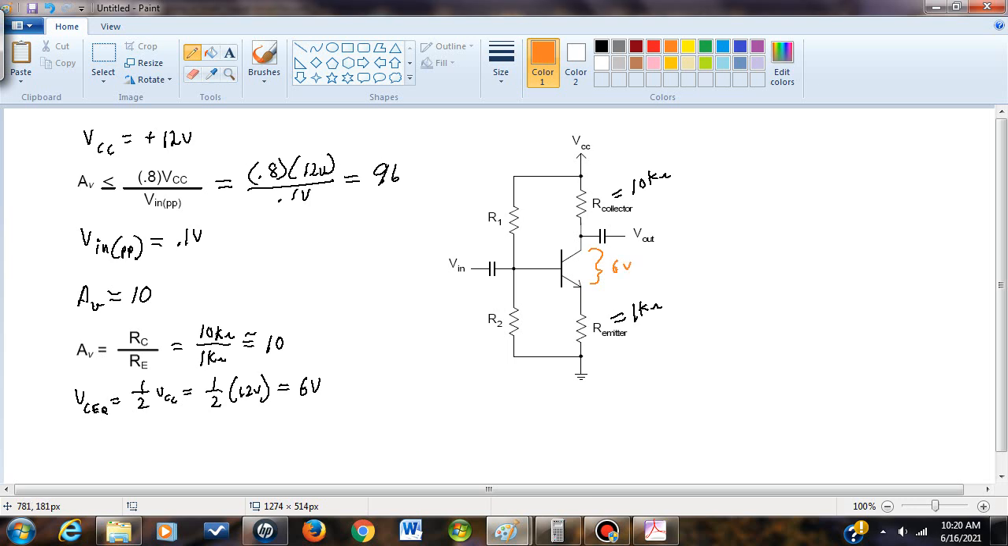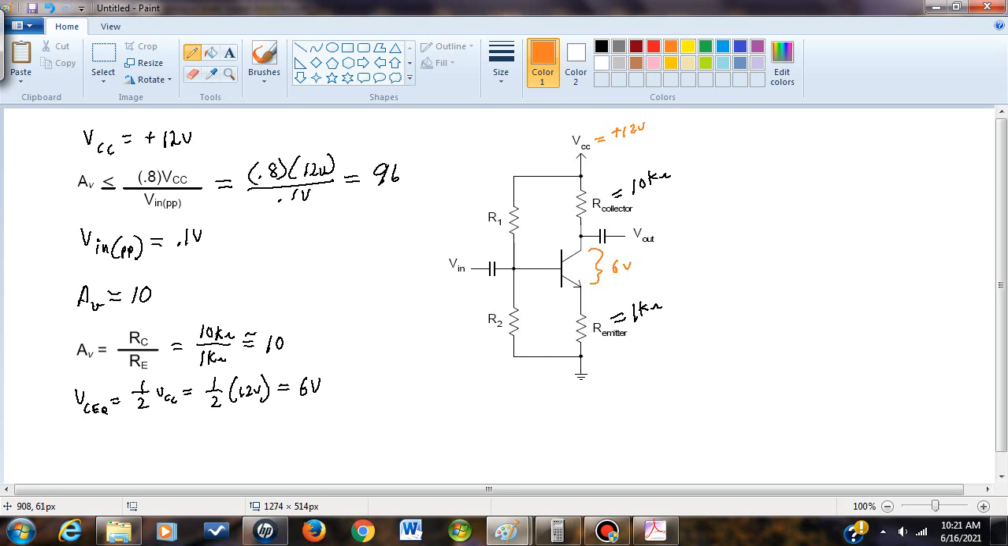That means that the other 6 volts is going to be spread across the RC and RE values, because again the sum of the voltage drops from VCC, since VCC is equal to 12 volts, and if we know that the VCQ that we're shooting for is 6 volts, that means that 12 volts minus the VCQ, which is 6 volts, so 12 minus 6 is going to leave us with 6 volts. That needs to be spread across the RC and RE values.